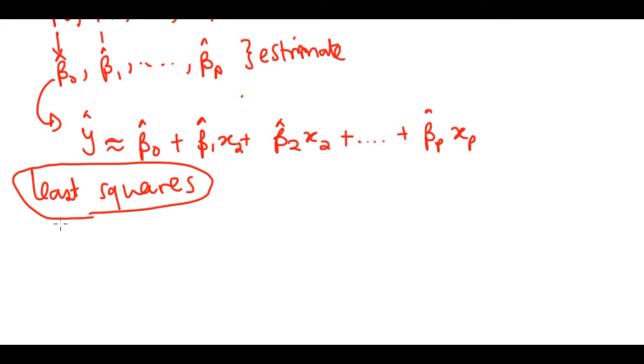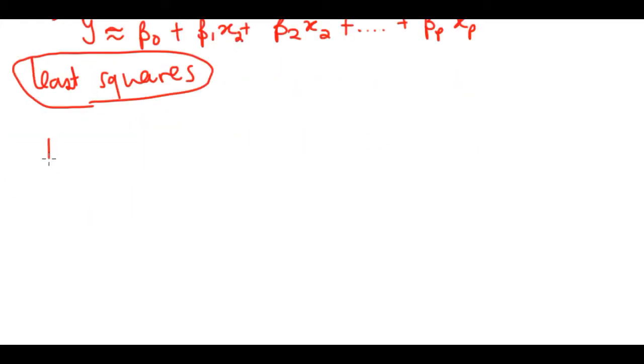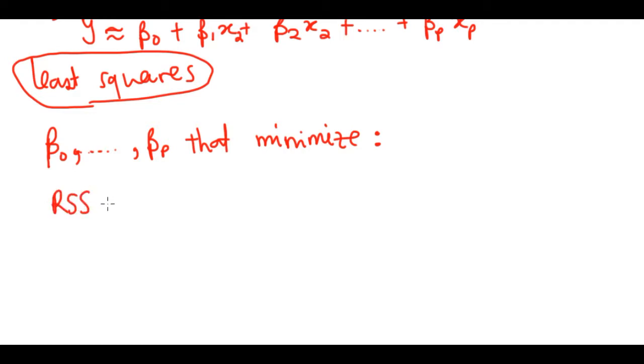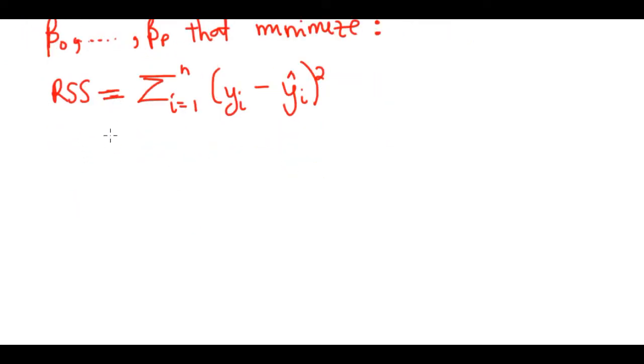So we choose beta naught all the way to beta p that minimize the residuals, our RSS, if you remember. So our RSS is defined as the sum from i equal to 1 of the actual y minus the predicted y, squared, like that. And now this is the biggest difference when it comes to multiple linear regression.